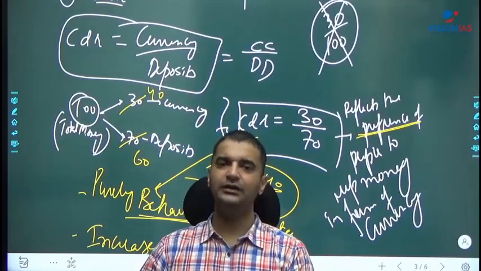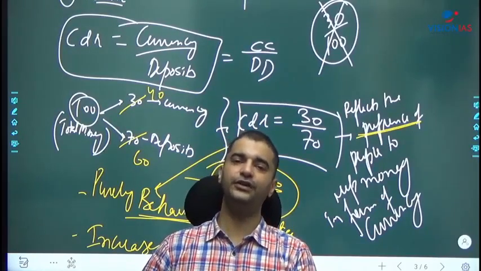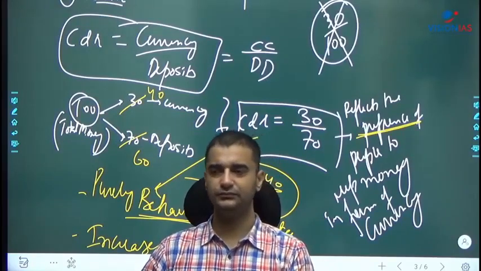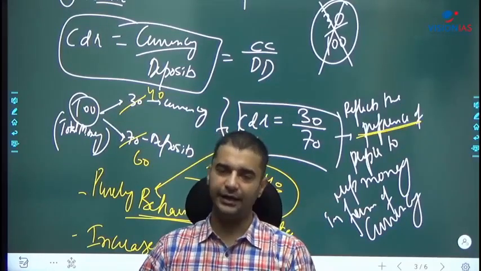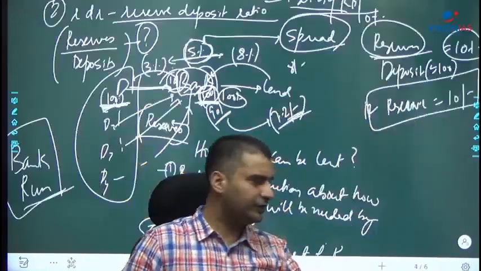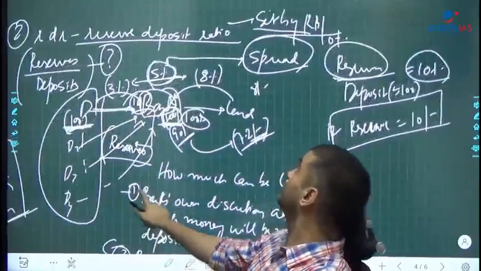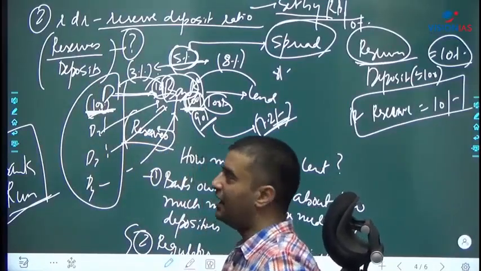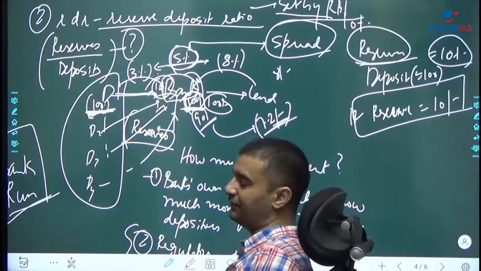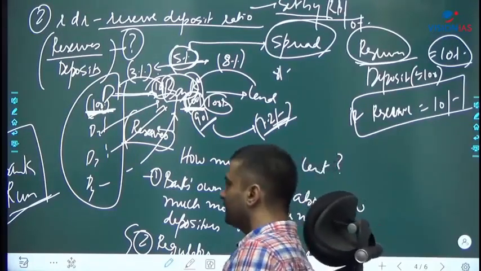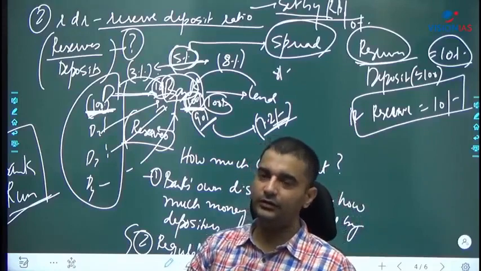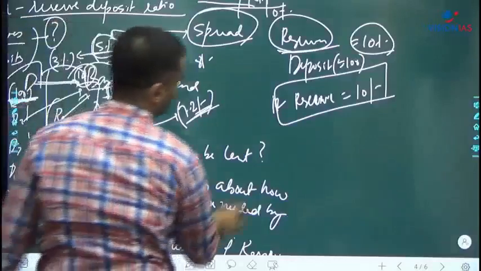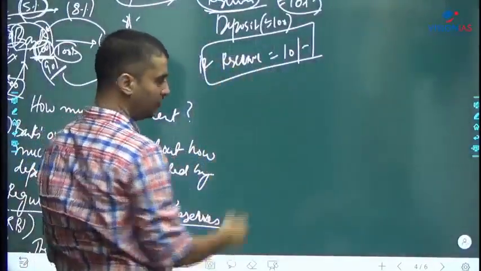Next subheading, write down RDR, reserve deposit ratio. RDR is equal to reserves upon deposits. Write it down in the same place, like we wrote in CDR.